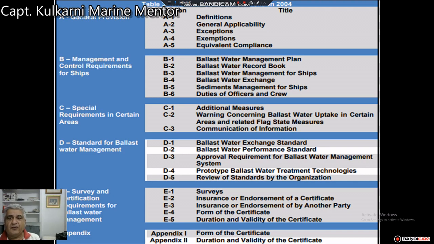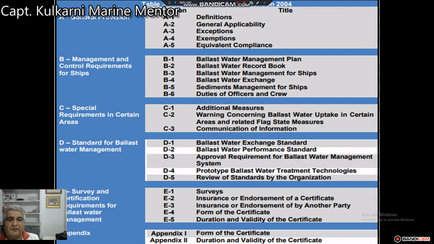Ballast water management for ships, how the ballast water management has to be carried out. Ballast water exchange, that is again in the old form, that is D-1, but we are talking about D-2 now. Sediment management for ships, how you are going to manage the sediments which are there on the ships. Duties of officers and crew will be mentioned there. C1 is special requirement for certain areas, any additional measures for special areas. Warning concerning ballast water uptake in certain areas and related flag state measures, communication and information.